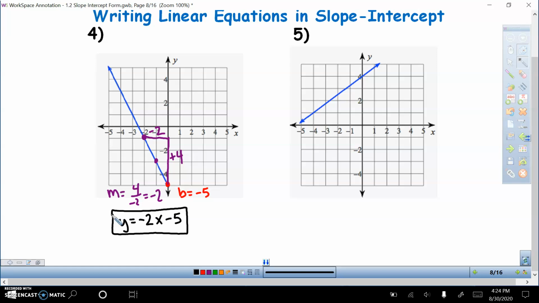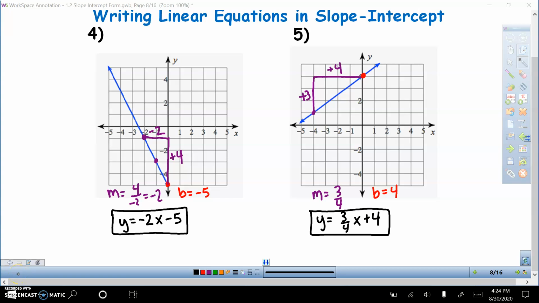All right, perfect. Take a moment and see if you can figure out the equation for the line in number 5. All right, perfect, guys. You should have gotten y equals 3/4 x plus 4.